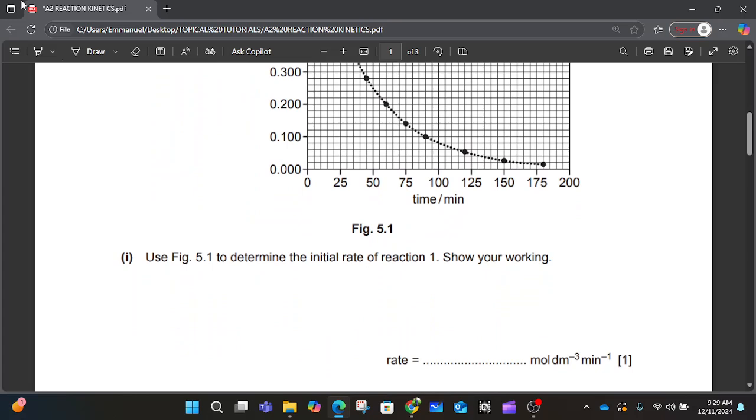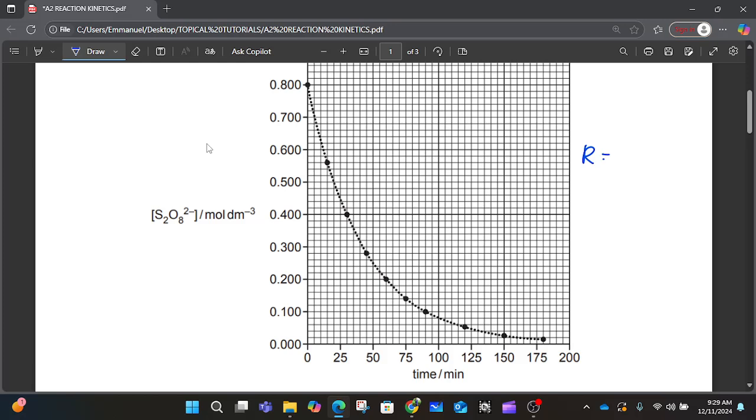I. Use Fig 5.1 to determine the initial rate of reaction 1. Show your working. We know that rate is equal to change in concentration over change in time. And so this will be change in concentration of S2O8 2- divided by the change in time. And when you have been asked to calculate initial rate of a reaction where a graph has been given, it means that you have to draw a tangent to the curve at t equals 0, starting from the initial concentration.